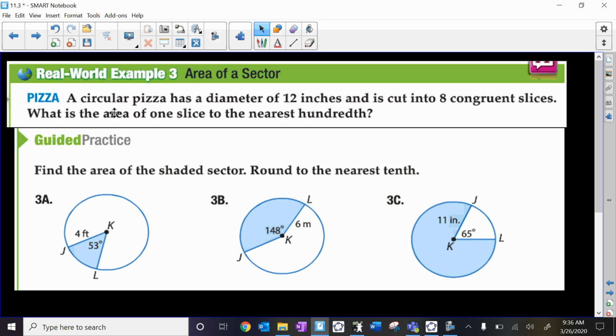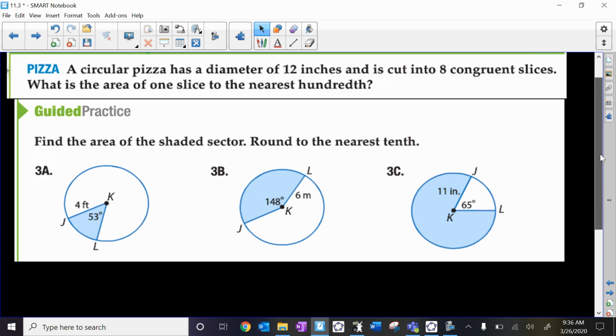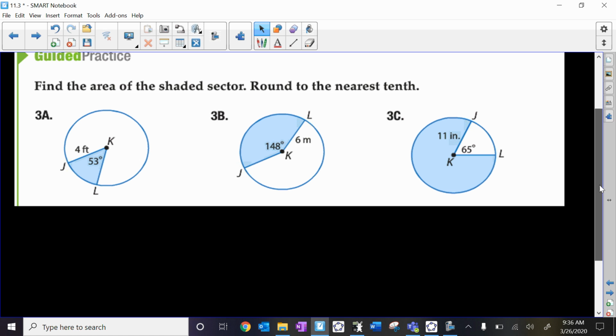I have a couple examples. We'll look at 3b and 3c. Okay, so two of them. I want to find the area of the shaded region or the shaded sector and then round it to the nearest tenth when we do this. So for these two problems, I'm going to write it over here, we're going to use pi r squared times x divided by 360 degrees.